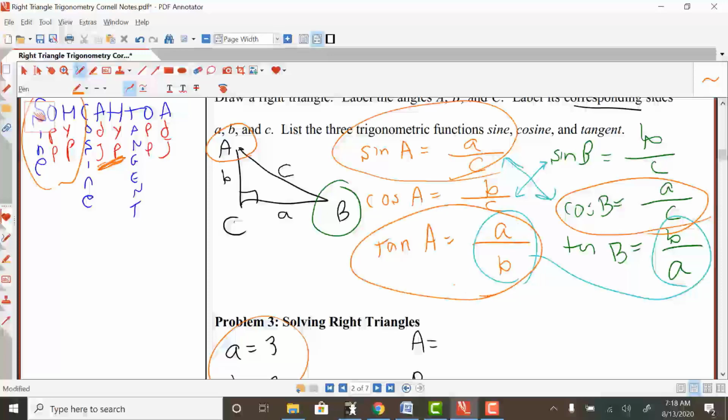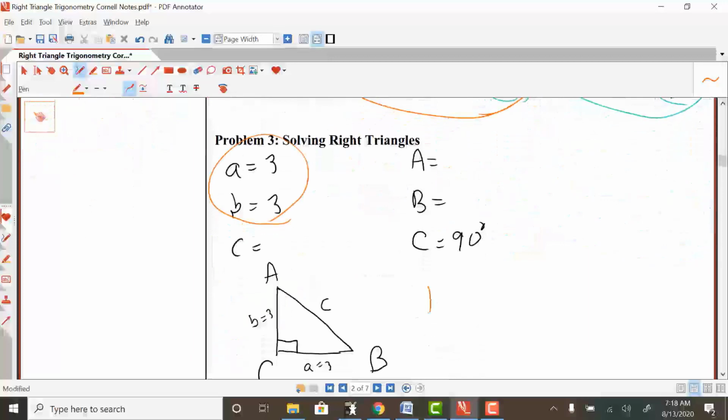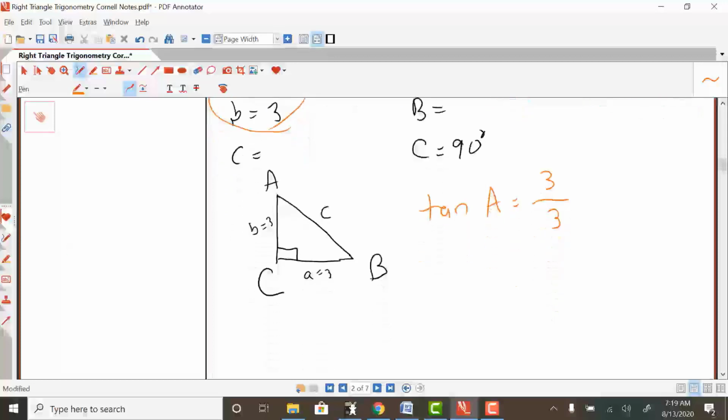I'm going to set up tangent. It's tangent of A, okay? So I'm going to set up tangent of A equals 3 over 3. But Miss Rover, you forgot to put the angle in. Bruh, we don't got the angle. We're finding the angle, okay? So that's why I left it as an A. We're going to find the angle.